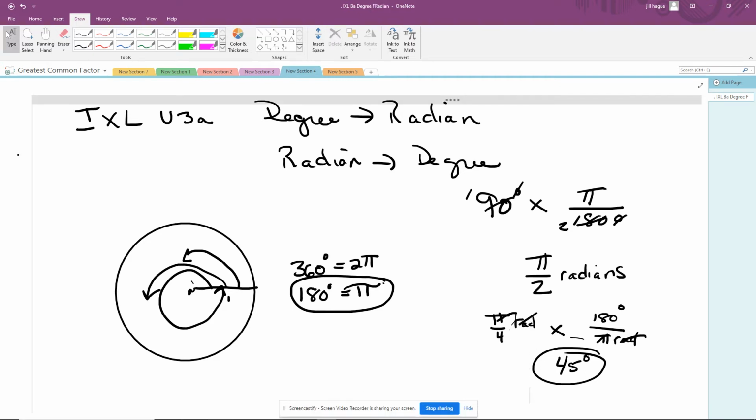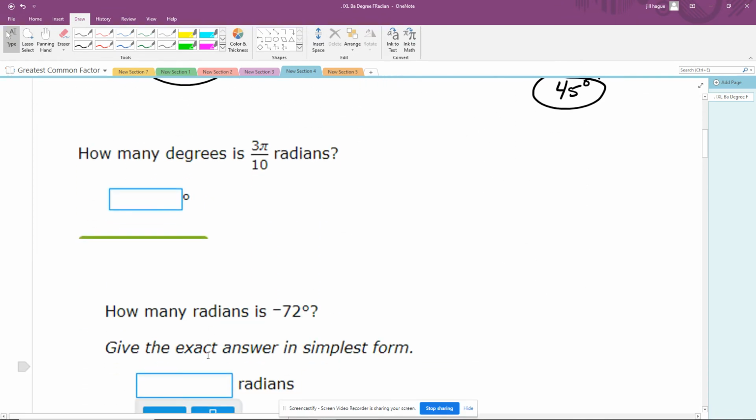Okay, so let's take a look at a couple of IXL problems that I posted in here. Let's see. We'll take a look at this one. So we have, how many degrees is 3 pi over 10 radians? So we have 3 pi over 10 right here, and that is radians. So we need to multiply by a conversion factor that has radians on the bottom and degrees on the top, which we know is 180 degrees in pi radians. And if you're confused on that, you need the pi's to always cancel if you're looking for degrees. You need the pi's to stay if you're looking for radians.